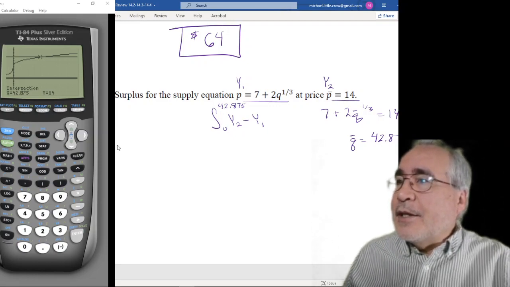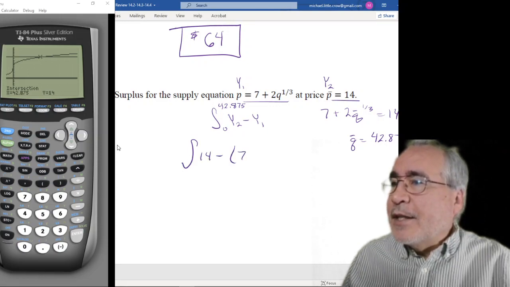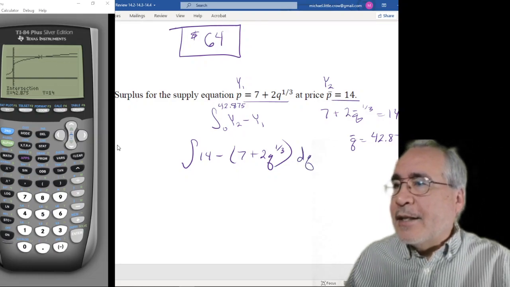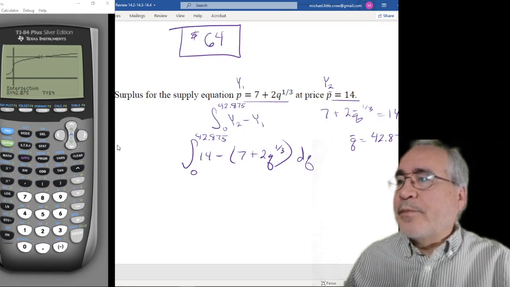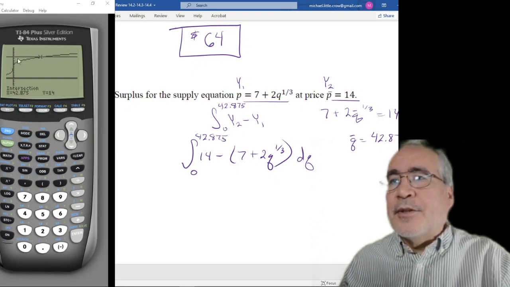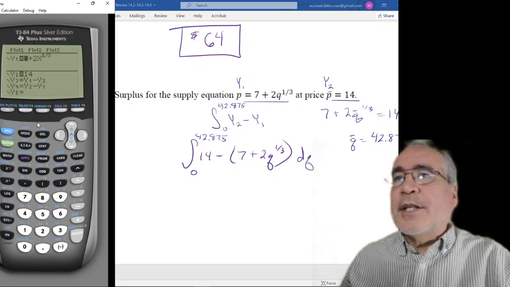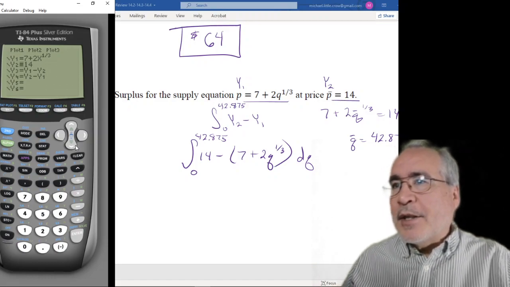Okay, so what we're doing, in the bigger scheme of things, is we're taking 14 minus 7 plus 2q to the 1/3. And notice my parentheses so that this negative will distribute through if we were to do it by hand. We're going to go from 0 to 42.875. So that's what we're doing. We're going to do it numerically. What we do first is we come and turn off the functions so that they don't graph. They're still there. They're still part of the calculation.